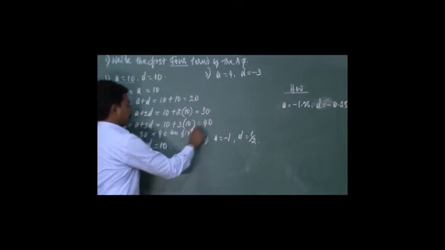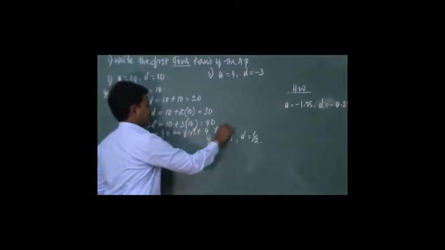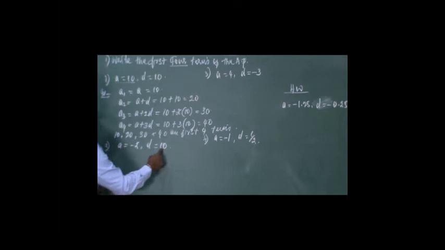So 10, 20, 30 and 40 are the first 4 terms. So this should be your conclusion. Now the second problem. In an AP, a is equal to -2 is given and d is equal to 10 is given. Again, find the first 4 terms of the AP.